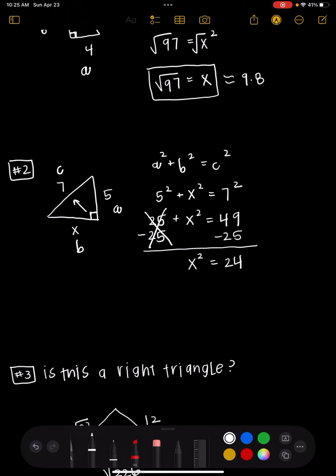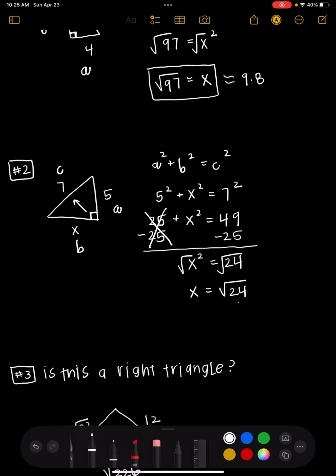To get rid of the squared, we have to square root both sides. So the square root and the squared on the x cancel each other out, and I'm left with just x, and that's equal to the square root of 24. Okay, now, once again, we can figure out what the square root of 24 is in decimal form, which would give us about 4.9, but we want to leave it in simplest radical form.